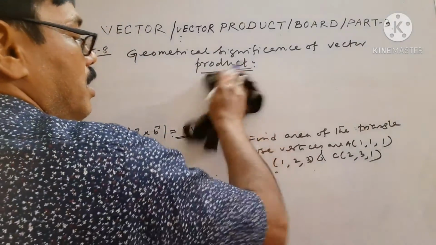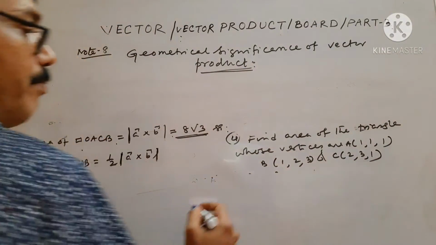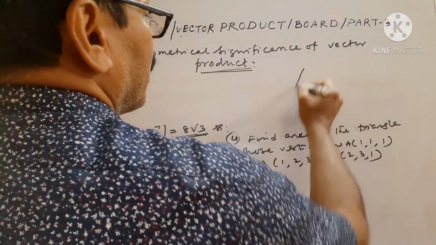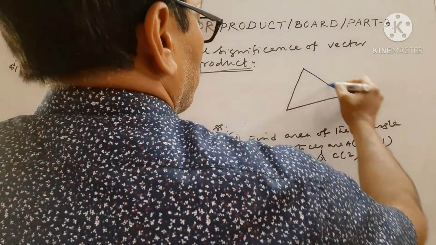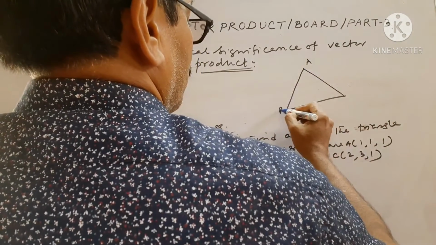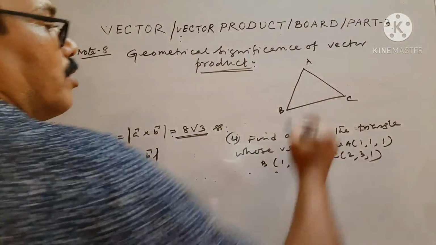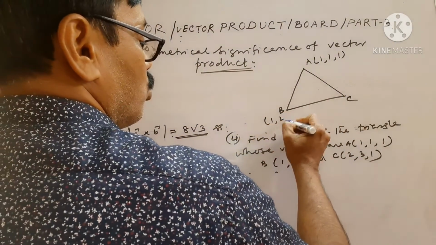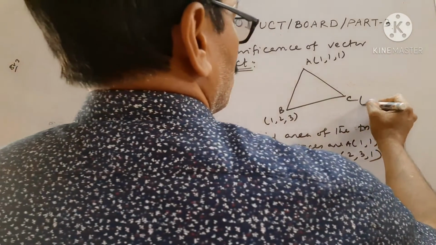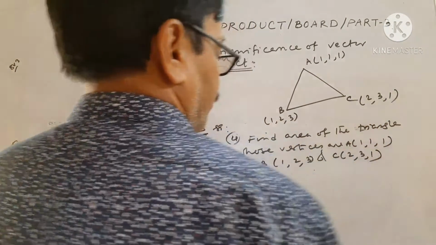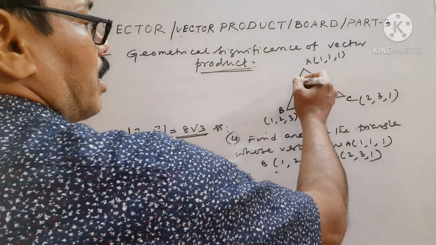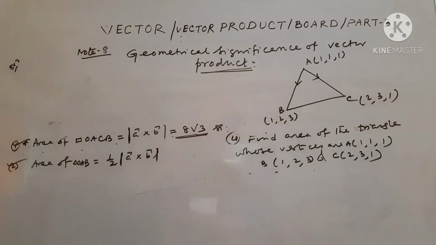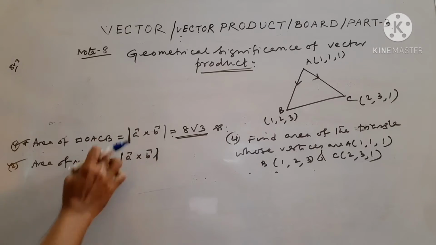So find the area of triangle ABC. A, B, C: A is (1, 1, 1), B is (1, 2, 3), C is (2, 3, 1). So the area is the cross product of two adjacent sides, then the magnitude multiplied by half.